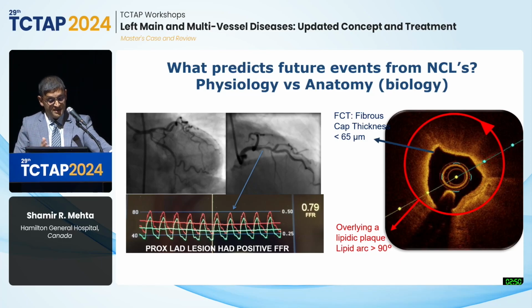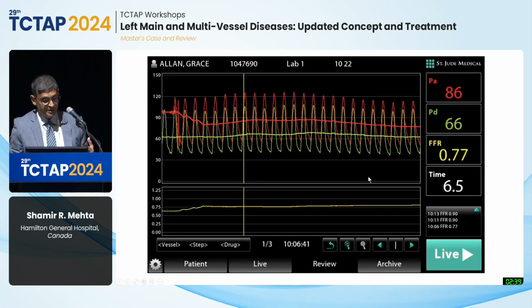But the whole question is, as in the case I showed you, is it the stenosis severity or the ischemia-causing potential of the lesion that causes future events, or is it the plaque morphology? Or perhaps it's a combination of both.